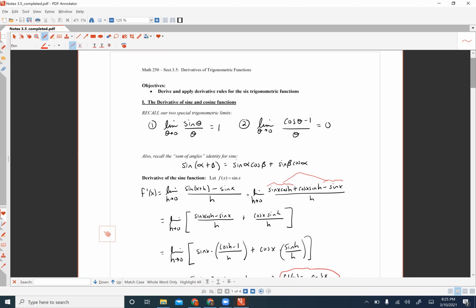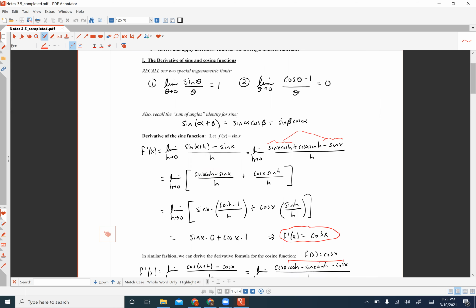And then you probably learned the summation formula for the trig functions in your trig class. I'm sure at some point you might, now that you see it, remember it. Sine of alpha plus beta is sine of alpha cosine of beta plus sine of beta cosine of alpha.